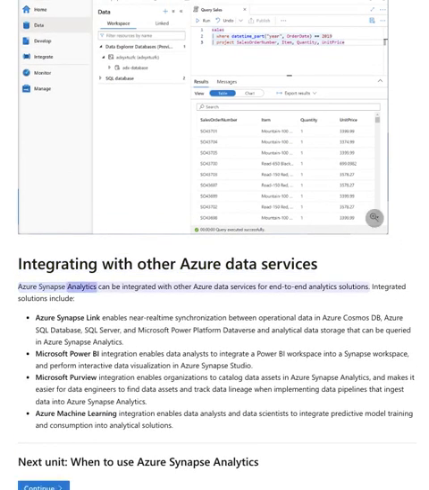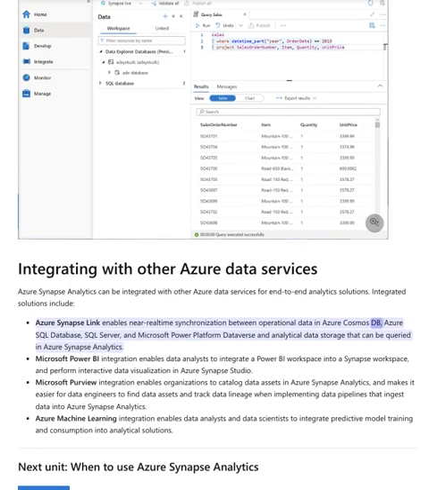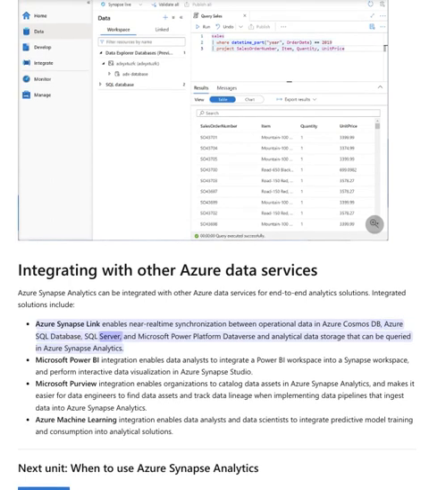Integrating with other Azure data services. Azure Synapse Analytics can be integrated with other Azure data services for end-to-end analytics solutions. Integrated solutions include: Azure Synapse Link enables near real-time synchronization between operational data in Azure Cosmos DB, Azure SQL Database, SQL Server, and Microsoft Power Platform Dataverse and analytical data storage that can be queried in Azure Synapse Analytics.